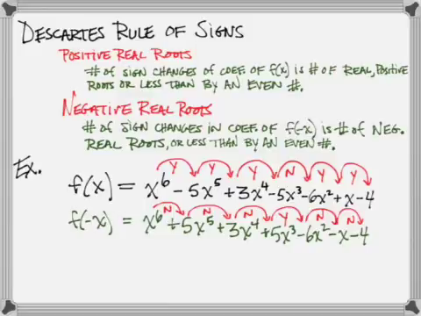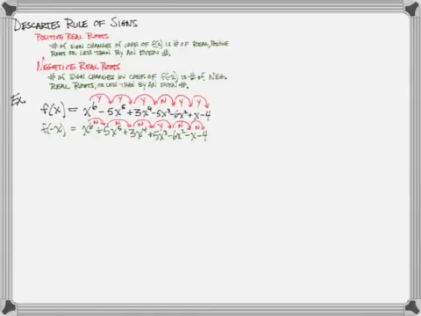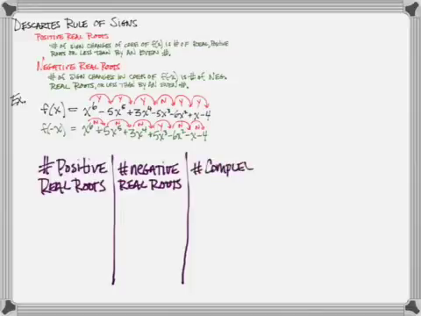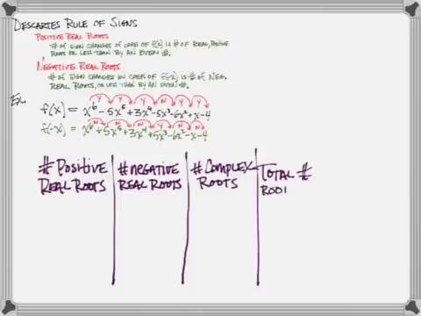And we're going to make a table. So I rewrote the whole thing a little bit smaller. I'm going to make a table. Number of positive real roots. Number of negative real roots. And then the last thing is going to be the number of complex roots. So those are the imaginary components. And I have to start with the total number of roots.